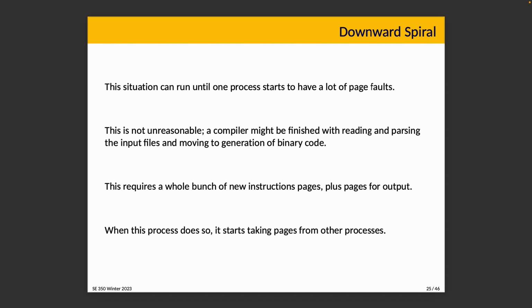So if the compiler has finished reading and parsing the input files, it's now going to do the analysis and the generation of binary code. That requires a whole bunch of new instruction pages, right? Because we're now doing completely different functionality, and a whole bunch of output space, right? Here's where we're going to put the results of the intermediate stages before we end up putting it all out to the binary file on disk. And so this is an opportunity to examine a situation where we actually changed what the program is doing pretty radically. And when the process moves from one phase to another, right, it's going to have page faults, and those page faults result in taking pages from another process.